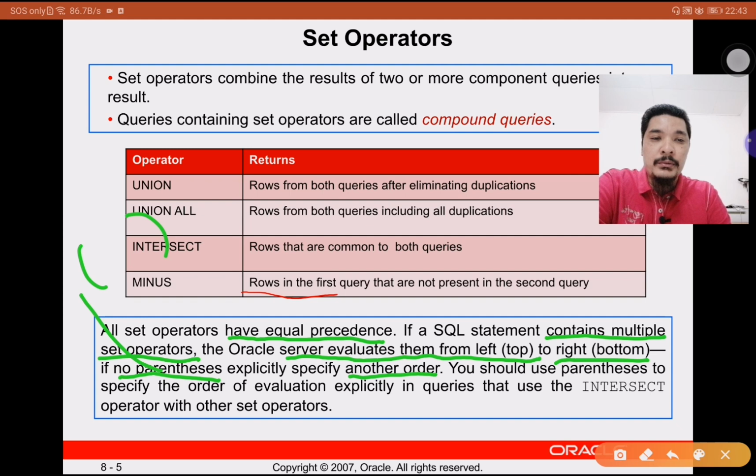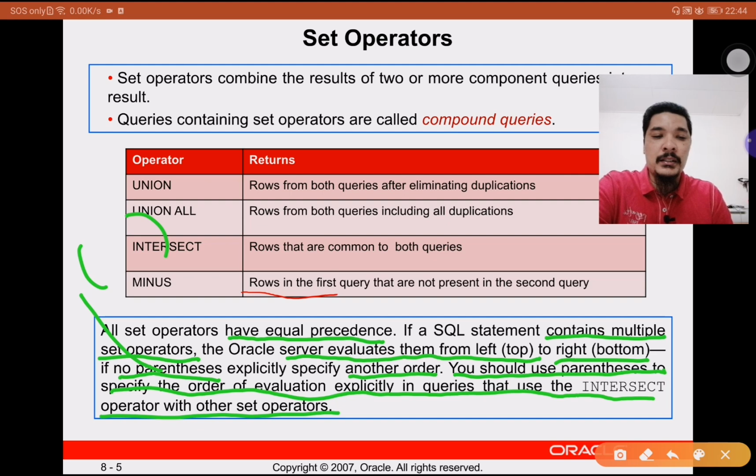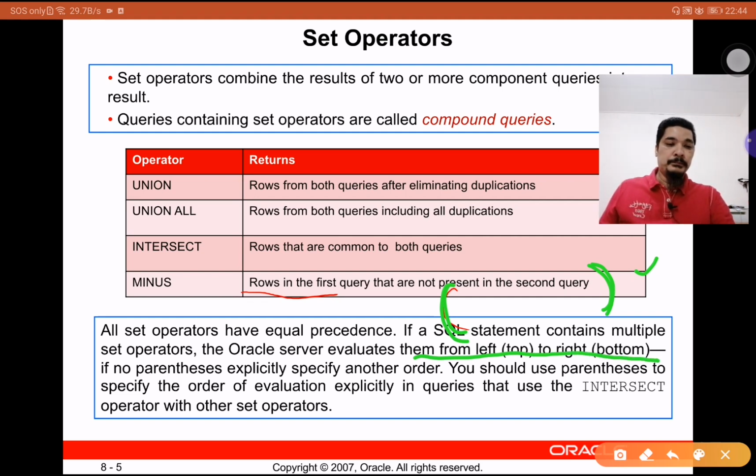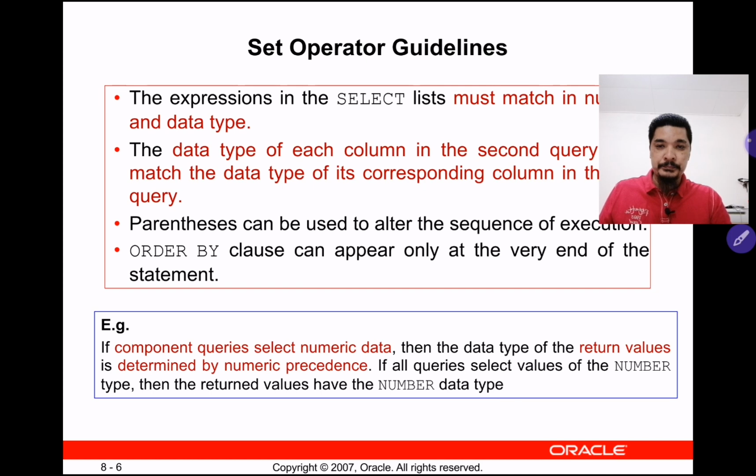If you want to make sure the query follows your requirement, you must use parentheses. You should use parentheses to specify the order of evaluation explicitly in queries that use the INTERSECT operator with other set operators. Please be careful. If you don't use parentheses, they will be read from left top to the right bottom. Let's move to the next one.